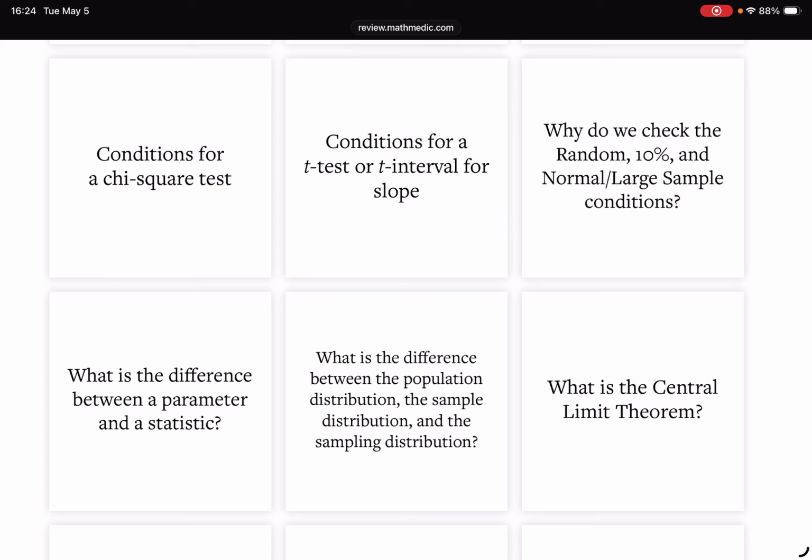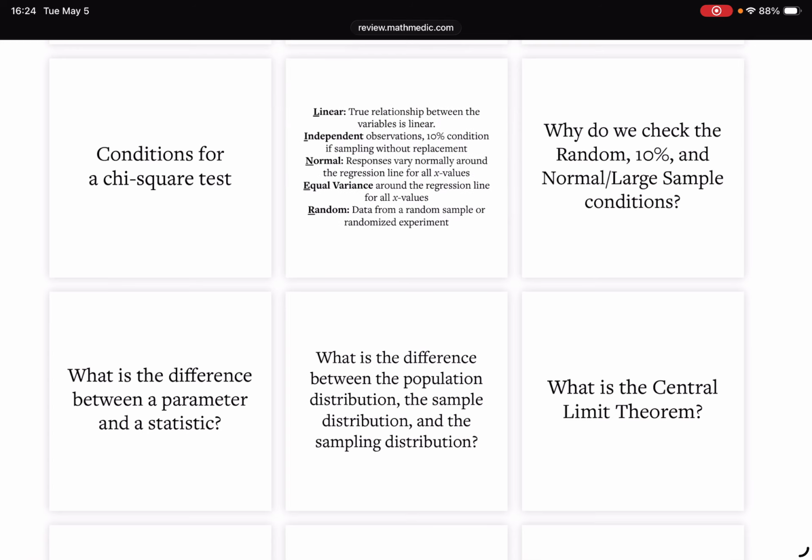Conditions for a t-test or t-interval for slope. For these conditions, you need to follow the acronym LINER. They were trying to spell liner, but LINER. Linear, independent, normal, equal variance, and random. So for linear, you have to describe the relationship. Is it a positive, strong linear relationship? Independent for 10% condition, same as usual.